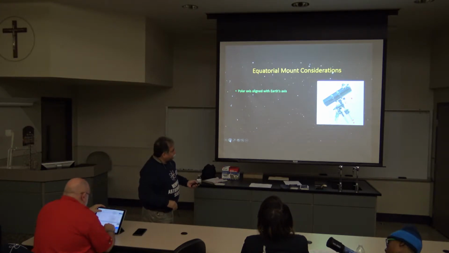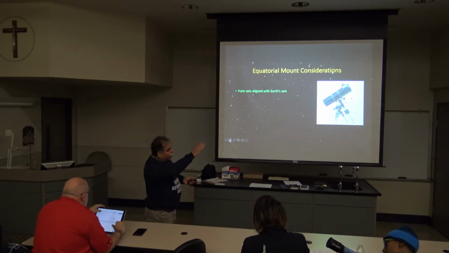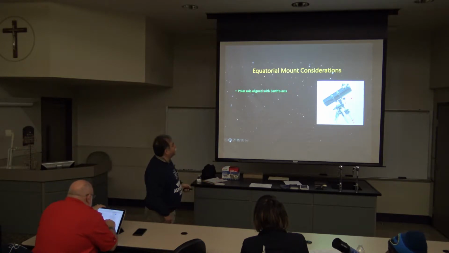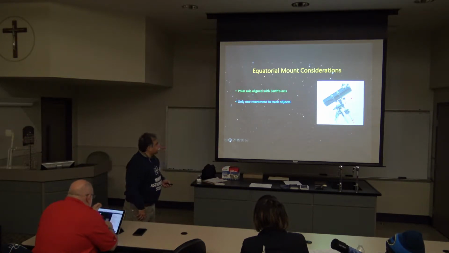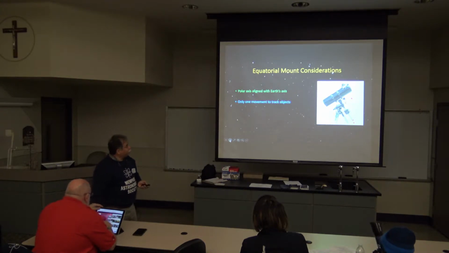okay? You have the polar axis and the declination axis. Once you set up your object, your declination axis doesn't move, just your polar or right ascension that is moved with this knob here. As I say, only one movement to track objects.